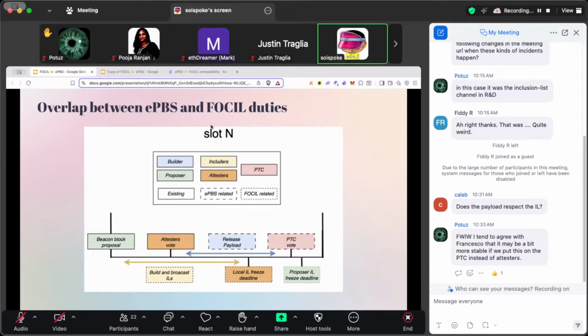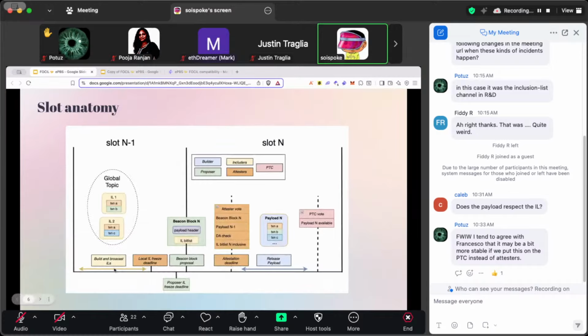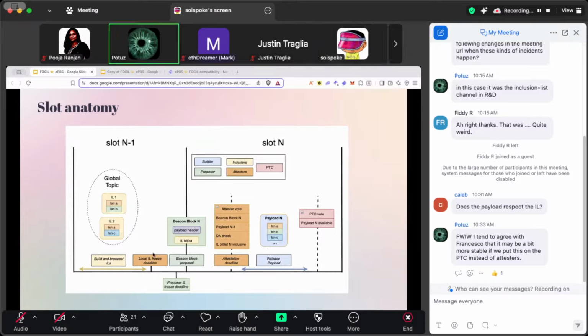Okay, so maybe here you mean, so what's the contentious part you're talking about? One part I was worried about is releasing the payload before building the IL. That's one we should be careful of. No, I'm happy if we don't have fresh ILs. That doesn't seem like a big problem to me.